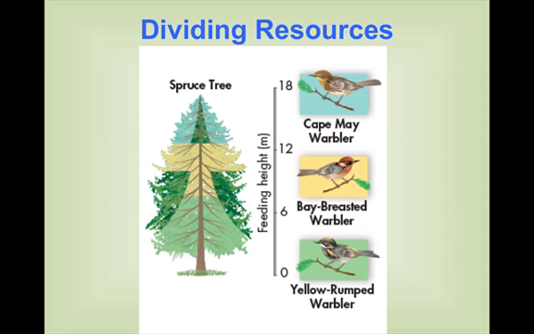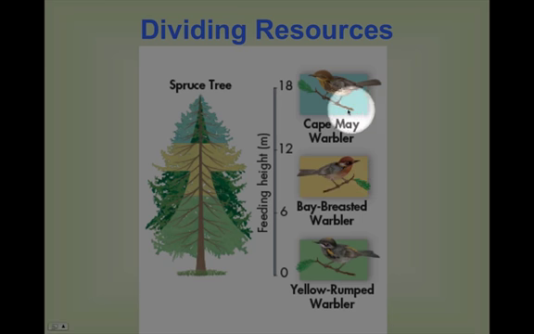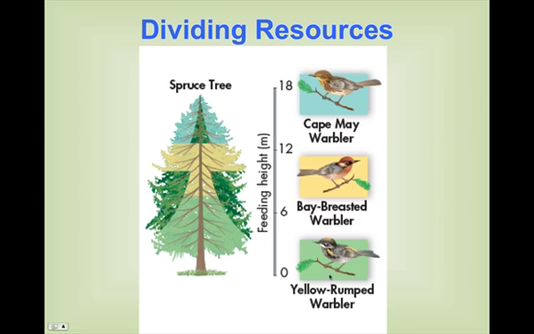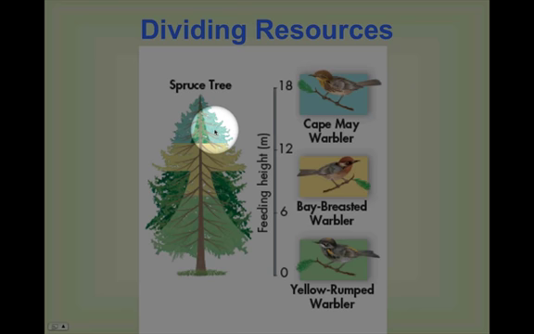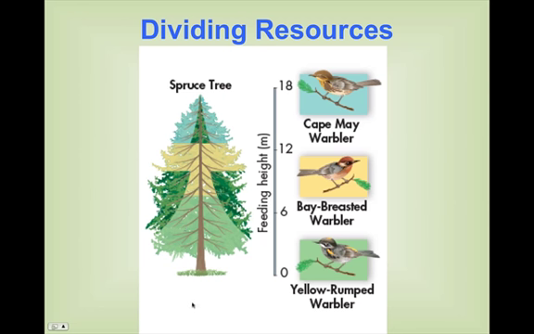Earlier, I talked about dividing resources. These 3 warblers do that with one spruce tree. Notice that they have their colors. This one's a light blue, a yellow, and a green. The tree itself will be partitioned by these organisms. The Cape May warbler will fly at the top. It will use the spruce tree only at the top. The bay-breasted warbler will be at the middle, and the yellow-rumped warbler will be at the bottom. Notice that although they're using the same resource, the tree, they're using it in different locations at the same time.